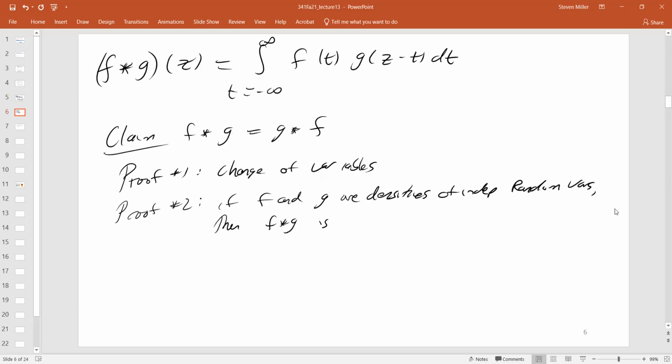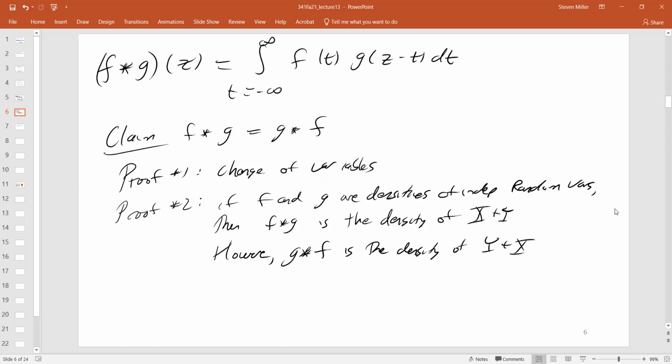So F star G is the density of X plus Y. However, G star F is the density of Y plus X, which equals X plus Y, so must be the same. As addition is commutative.